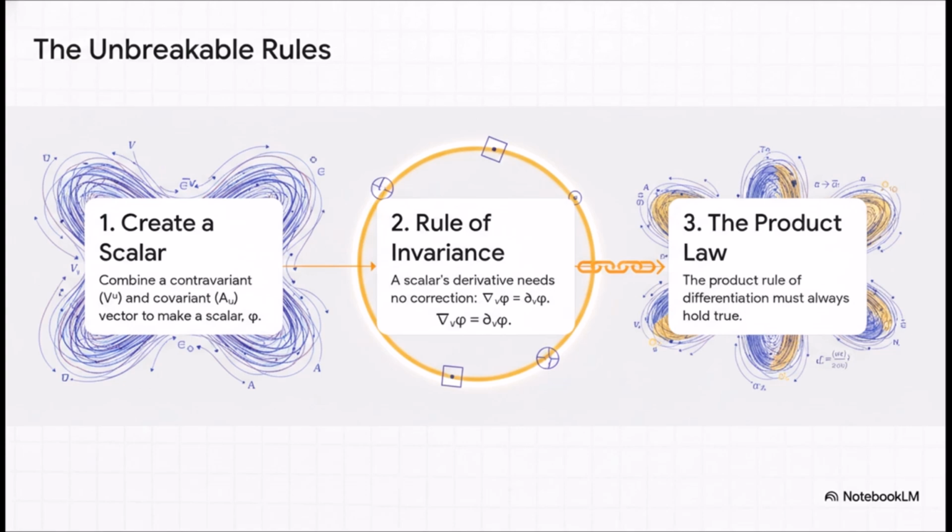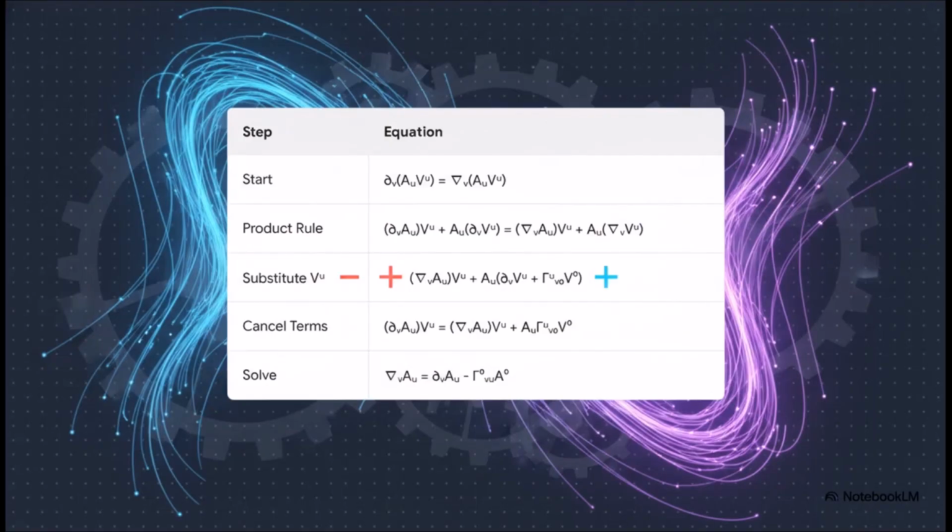Rule 1, because our scalar is a true value, its special derivative doesn't need any correction at all. And rule 2, the product rule, the one from basic calculus, it has to hold true. It's a fundamental law of math. Both of these things must be true at the same time. So let's just walk through the logic. We start with our scalar knowing its derivative is clean, no correction needed. Then we apply the product rule, which you see on that second line. Now we have to deal with the individual vector derivatives.